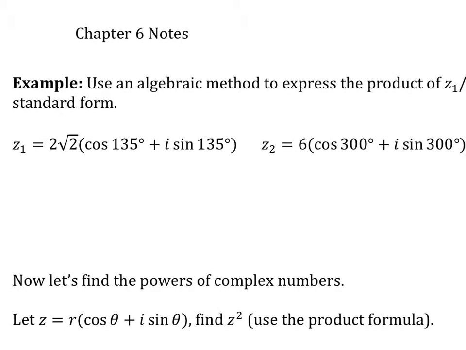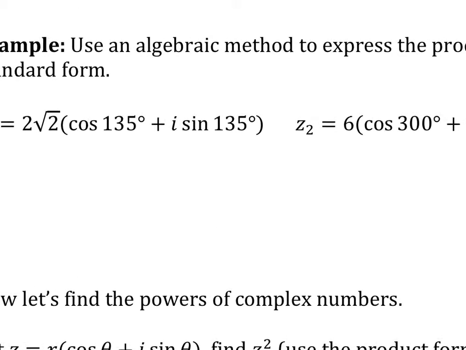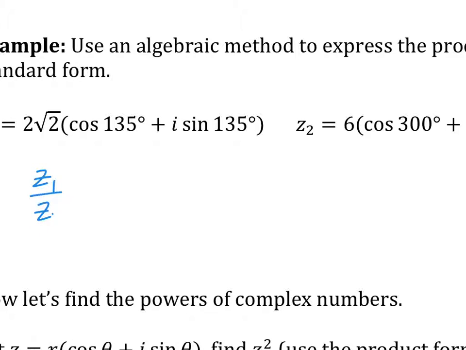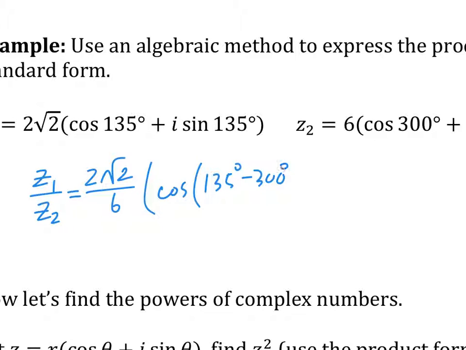Okay, so let's go ahead and figure out z1 over z2. We're going to take the two radii and divide them. So that is 2 root 2 over 6. And then we're going to take the two angles, the first one minus the second one.